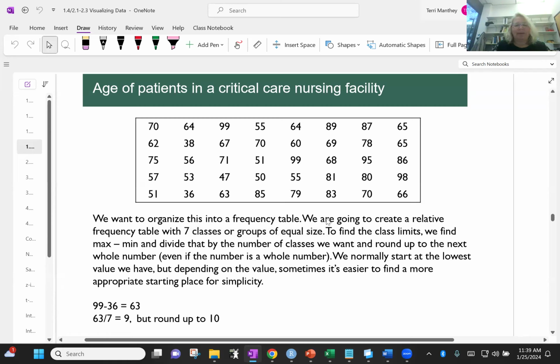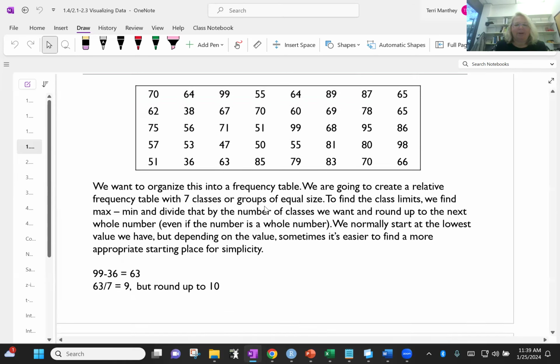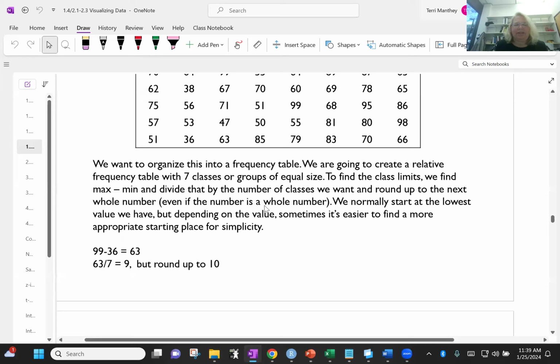And by equal size, I mean not the number of numbers in there, but how many possible numbers are in there. Does that make sense? Like I want to go 36 to 45, which is 10 possible numbers, no matter how many there are between 36 and 45. When I say equal size, that's what I'm talking about. Equal possible size. So we do this by taking the max minus the min, and we divide that by the number of classes we want.